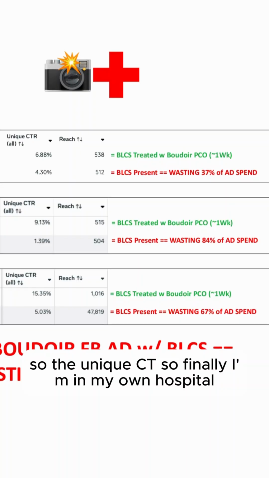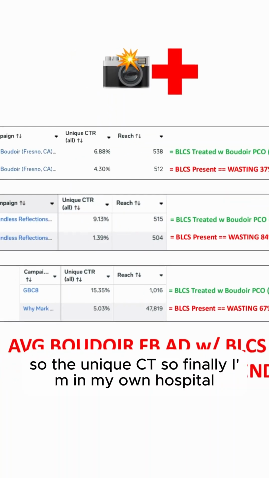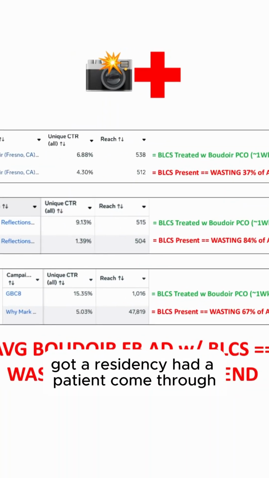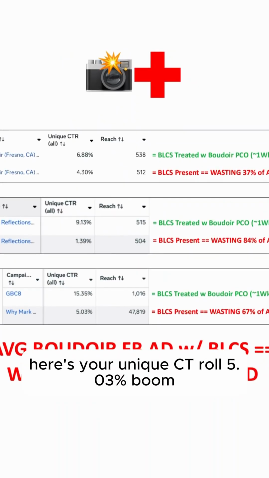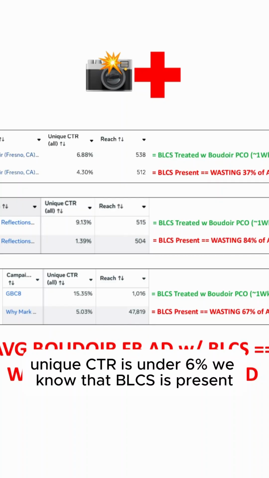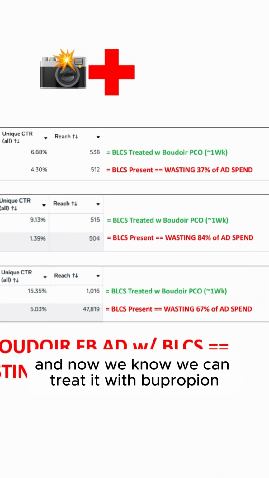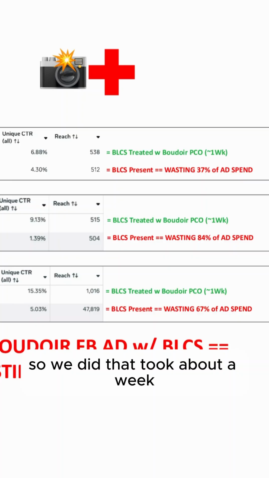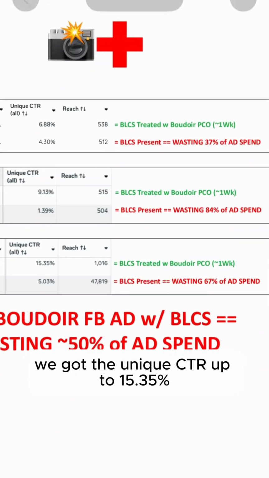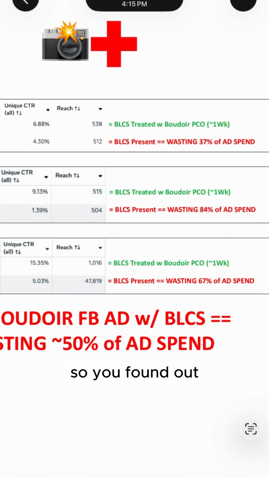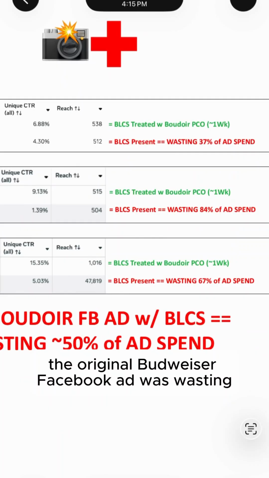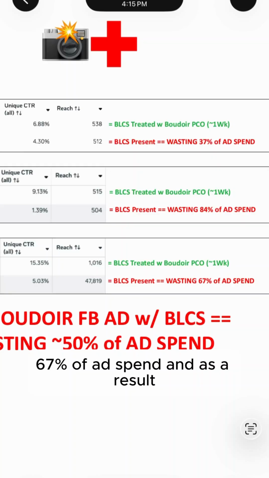So finally, I'm in my own hospital, got a residency, had a patient come through, his unique CTR 5.03%. Boom, unique CTR is under 6%. We know that BLCS is present, and now we know we can treat it with Boudoir Pico. So we did that, took about a week. We got the unique CTR up to 15.35%. So we found out the original Boudoir Facebook ad was wasting 67% of ad spend.